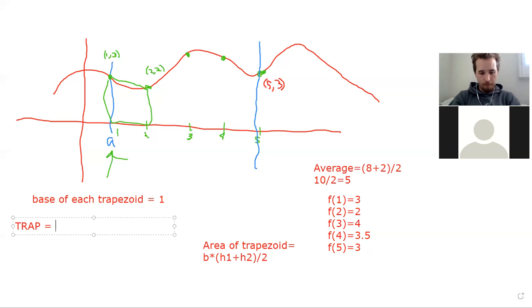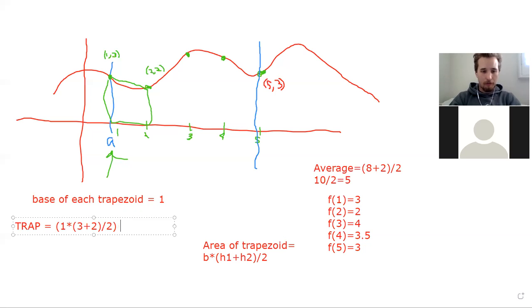So again, we have 1, so that's our base, and then what are our 2 heights for this first trapezoid? Do we agree with Sean? Our 2 heights are 3 and 2. So we have to add 3 and 2 and divide by 2. Okay, so that's our first trapezoid.